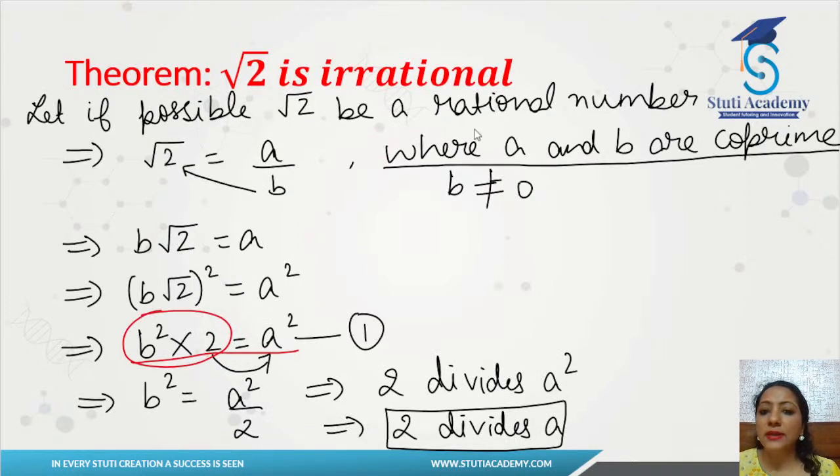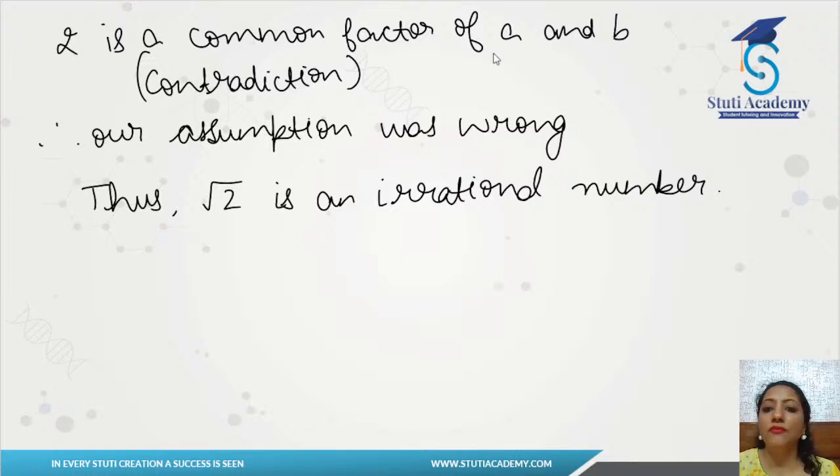But right in the beginning, we said a and b are co-prime numbers. They don't have any other common factor except 1. But here we are saying that 2 is a common factor of a and b. So that's a contradiction. So our assumption was wrong. Our assumption right in the beginning was that root 2 is a rational number. So that's a wrong statement. Thus, we can conclude that root 2 is an irrational number.